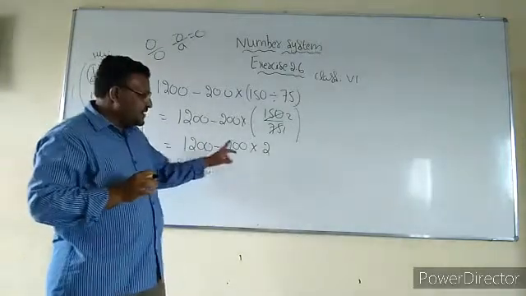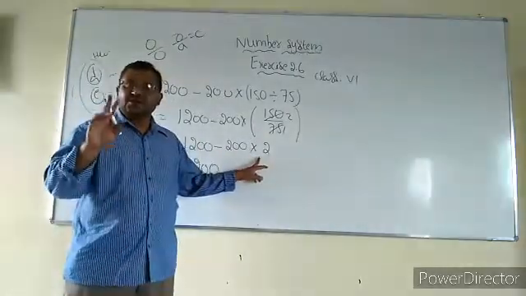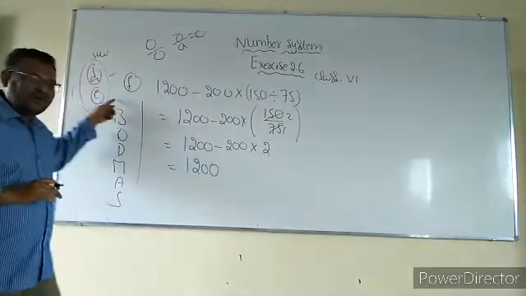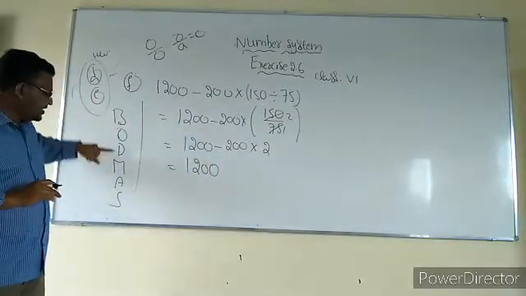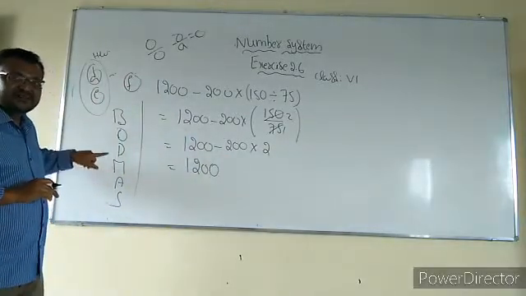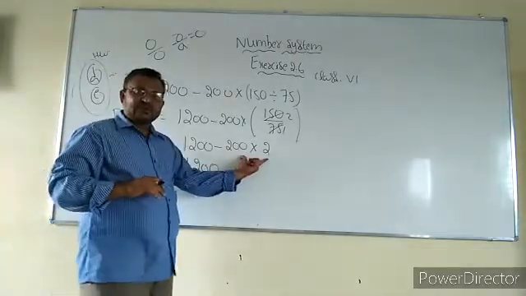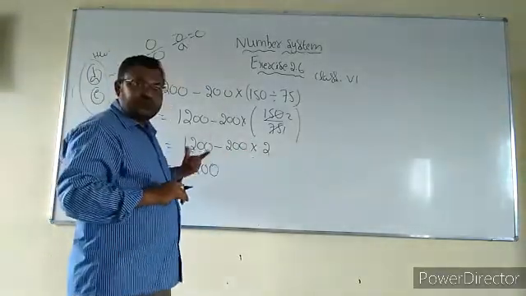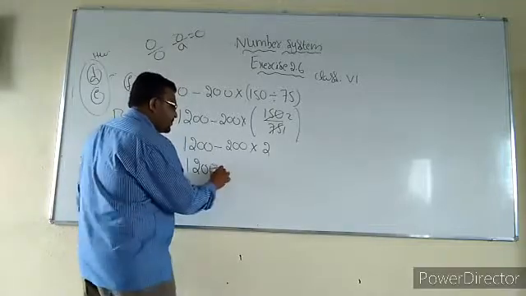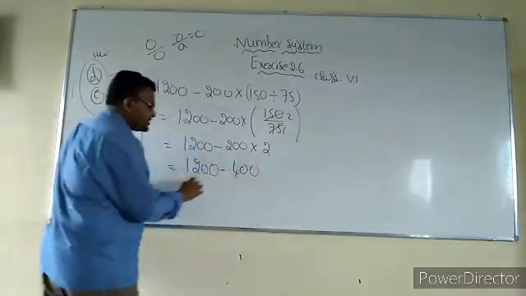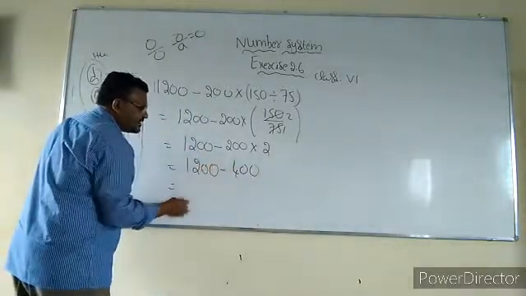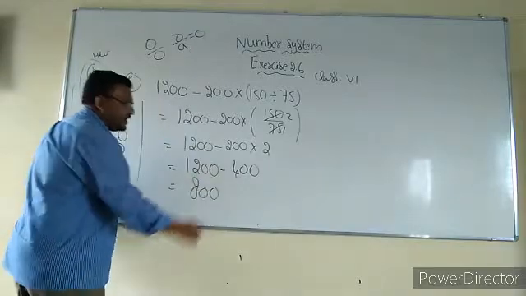Now one sign is minus and one is into. Two signs are there, so again we go to the BODMAS rule. Between subtraction and multiplication, we first have to do multiplication. So multiply these two: 200 into 2 is 400, and 1200 minus as it is. Now subtract. 1200 minus 400 is 800.